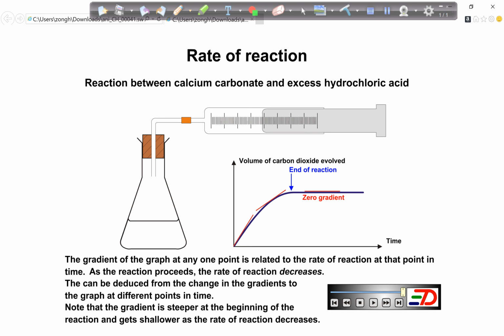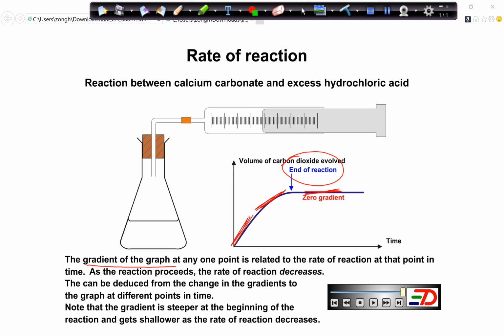so what happens is that the gradient of the graph actually tells you the speed of reaction, or the rate of reaction, at that point of time. Okay, so you realize the gradient actually gets less steep as time progresses until it reaches 0 gradient. Once it reaches 0 gradient, it means that the reaction has already ended.